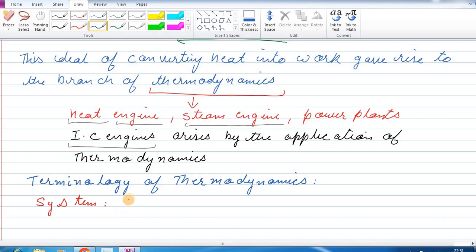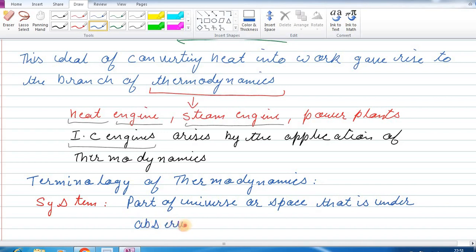So system is part of the universe or space. As we know, space and universe are the same. So it is the part of the universe or space that is under observation or under study.